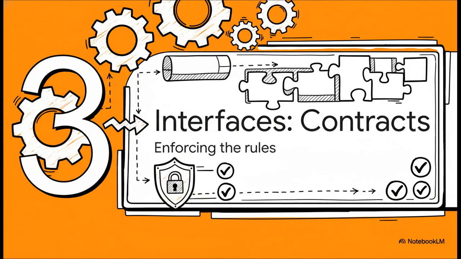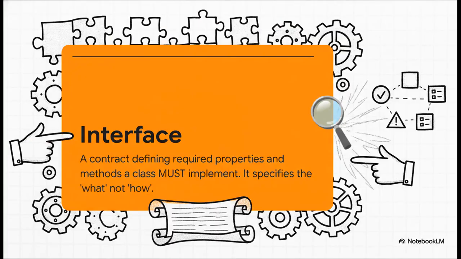So now we know how to protect a single class. That's great, but what happens when you have a bunch of different classes that all need to follow the same set of rules? Well, that's where interfaces come into play. You should really think of an interface as a contract for your code. It basically says, hey, any class that wants to sign this contract using the implements keyword is promising, it's guaranteeing that it will have these specific methods and properties. It defines what a class must do, but not how it has to do it.